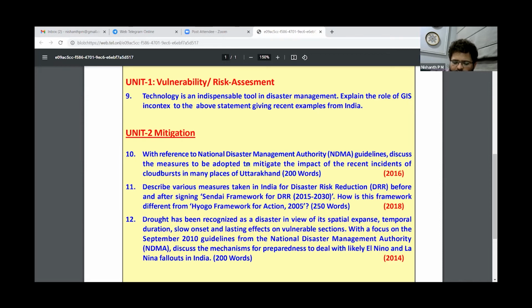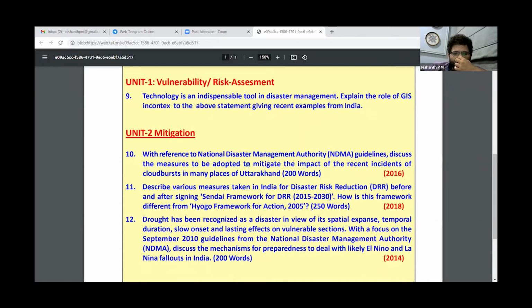So here, what you can write is drought is a prolonged spell where there is no rain and the agricultural output of that particular area is impacted. Okay. So those are the droughts.